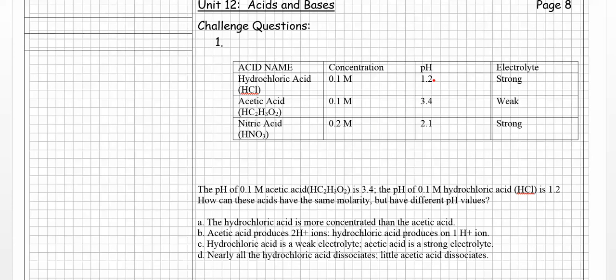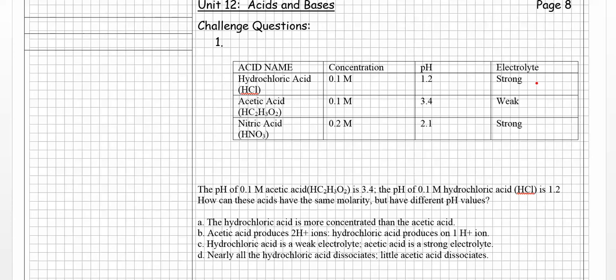So let's take a look at the pHs. The pH of the hydrochloric acid is 1.2. It's low, as we would expect. The acetic acid is 3.4, still in the acidic range, but not quite as acidic as the hydrochloric acid. And the nitric acid has a pH of 2.1.